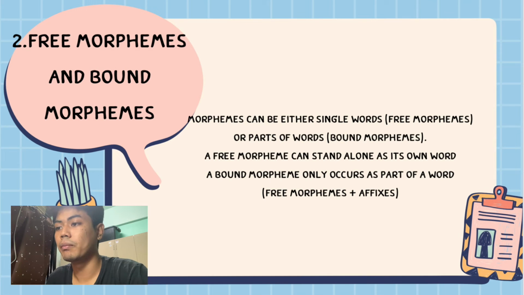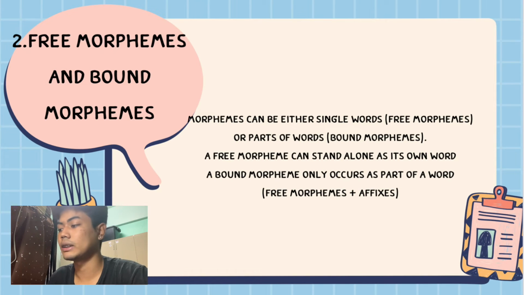Item 2: free morphemes and bound morphemes. A morpheme can either be a single word, a free morpheme, or part of a word, a bound morpheme. A free morpheme can stand alone as its own word. A bound morpheme only occurs as a part of a word.